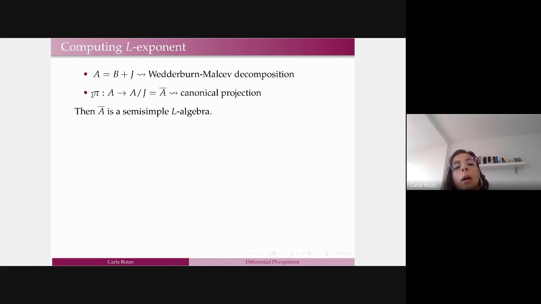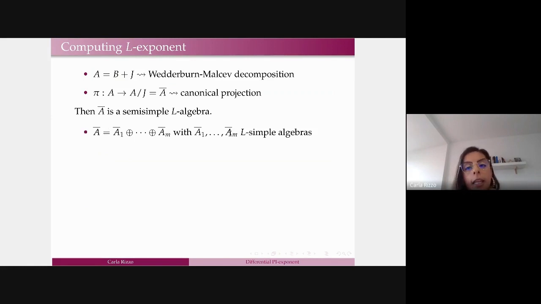Then we can, however, consider the canonical projection of A to A quotient J, this quotient algebra. And of course, since J is always L-invariant, this new algebra, bar A, is a semi-simple L-algebra. So we consider its decomposition in L-simple algebras. And then we consider the pre-images of this decomposition, and we call them A_i.